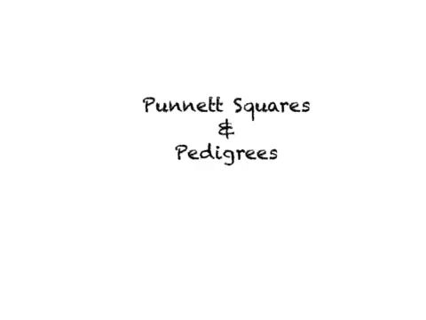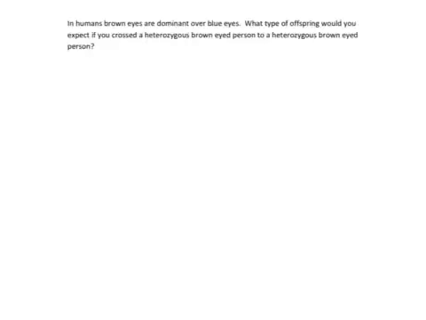Okay, so one of the requests during the last couple of days was to go through a few more examples of Punnett squares and pedigrees, so I've created this little presentation to do that. The first question says, in humans, brown eyes are dominant over blue eyes. What type of offspring would you expect if you crossed a heterozygous brown-eyed person and a heterozygous brown-eyed person?